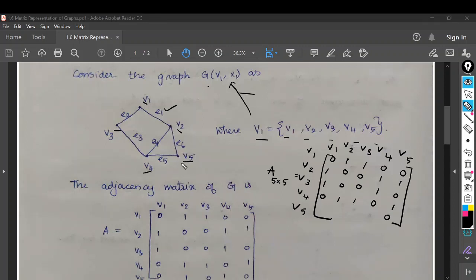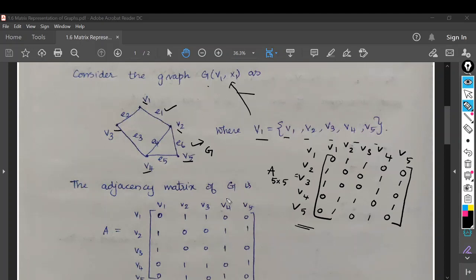V5 is adjacent with V2 and V4. I'm sorry, so it should be 1, right? V5 is adjacent with V2 and V4. So remaining elements will be 0. So this gives the adjacency matrix for this particular graph G. Right? So it is very easy to represent the graph by means of a matrix.